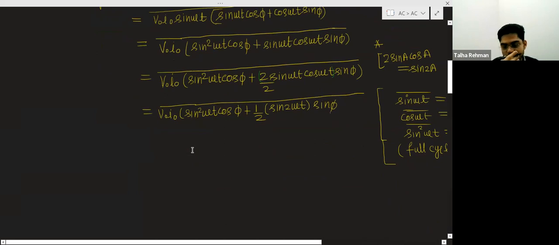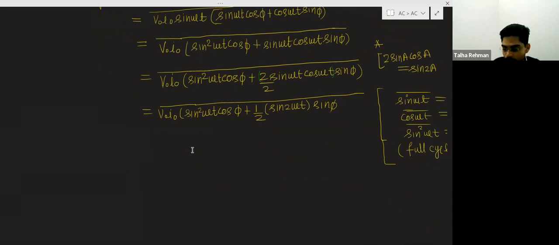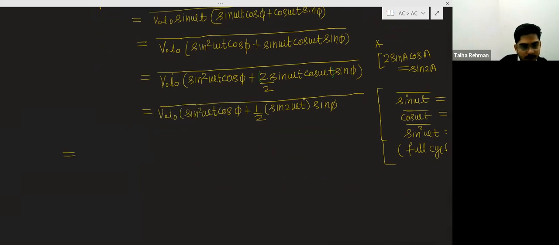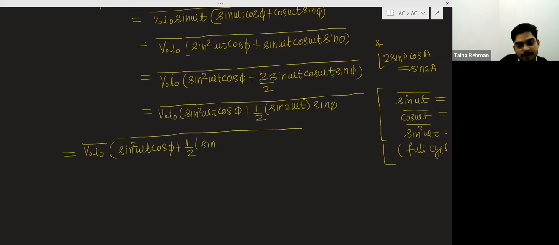Okay. Now we will distribute this bar on this and on this. So it will be like this. I am writing here: this will be V naught I naught bar, and bar on this sine square omega t cos phi, plus half of sine 2 omega t into sine phi.